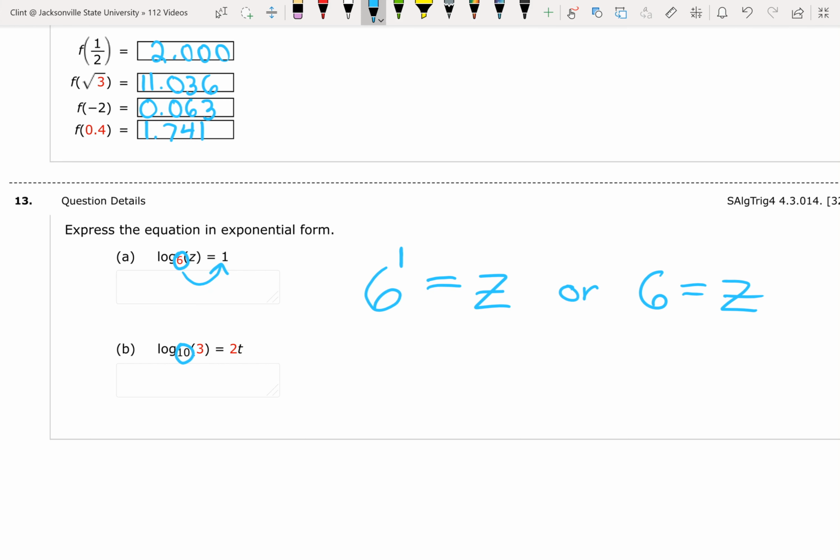Again, I'm going to look at the base on part B, so I'm going to have a big 10, and that's going to be to this power. So 10 to the 2t power equals whatever was inside the logarithm, so that was 3. That's all we're doing. We're not solving for anything, we're just switching the form.